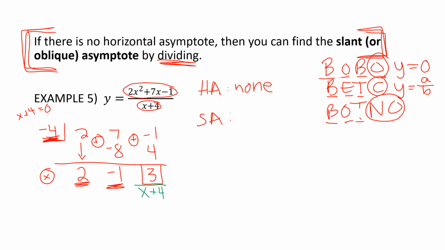And if I work backwards from here, that means that the negative 1 is the constant, and the 2 would receive an x. Now, the remainder is still written as a rational function because it's a fraction, but this part, your quotient, is not. That is your slant asymptote. Your slant asymptote would be y equals 2x minus 1.